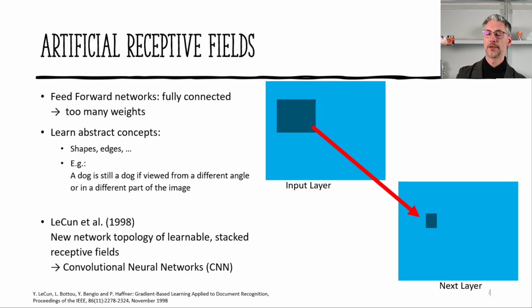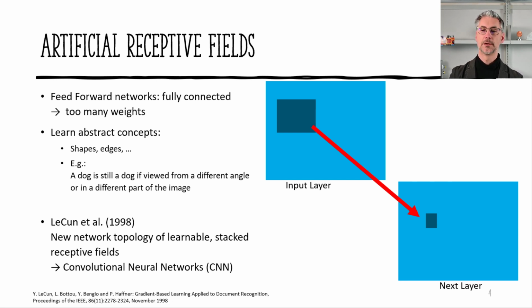So how does this relate to convolutional neural network? We also have artificial receptive fields in here. In feed-forward networks that we have discussed previously, each neuron was connected to all of the others. That means that we have far too many weights. Especially since the deep learning networks become very complex, we have too many weights to handle.